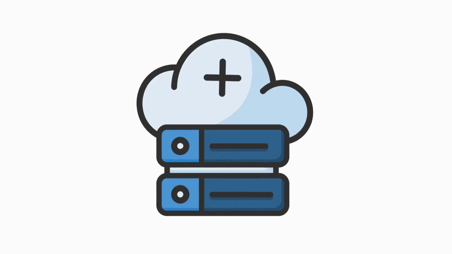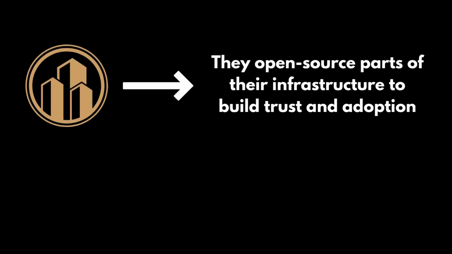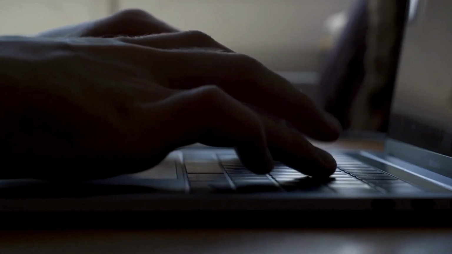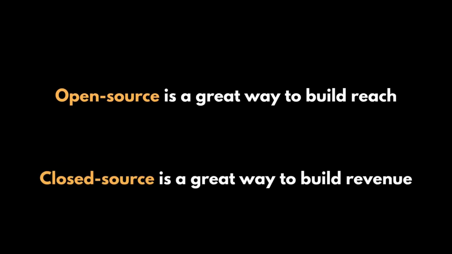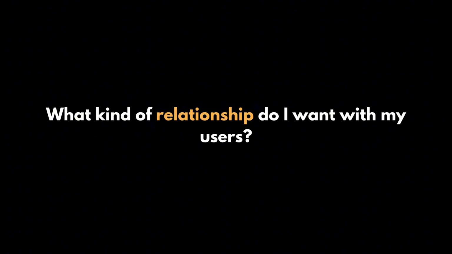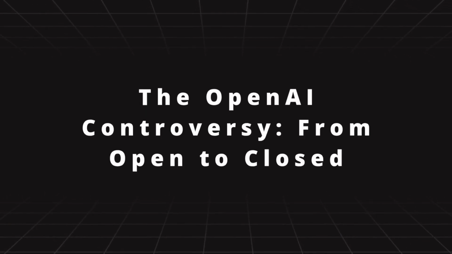After reading this, you still have not made a choice? You can rest assured because many companies today actually choose a hybrid model. They open source parts of their infrastructure to build trust and adoption, but they keep the core proprietary to sustain the business. Think of it this way: open source is a great way to build reach. Closed source is a great way to build revenue. And in some cases, you can do both. So rather than asking which one's better, maybe the real question is, what kind of relationship do I want to build with my users?